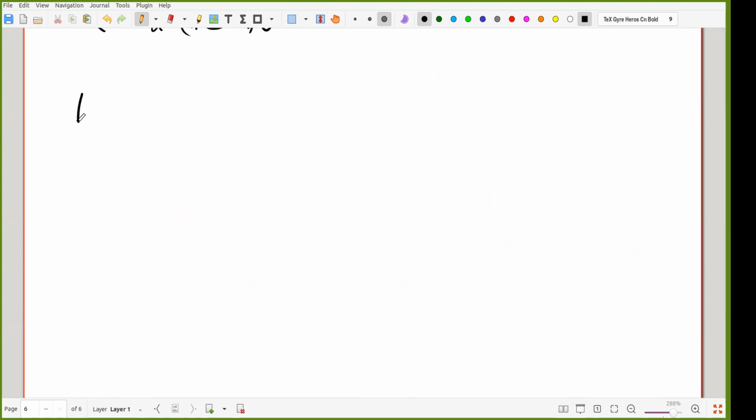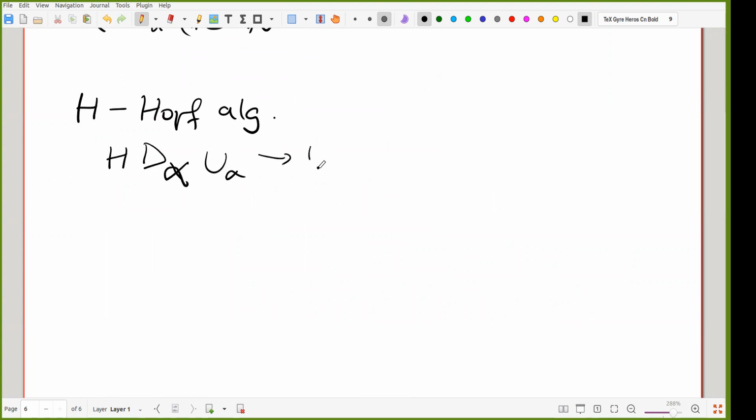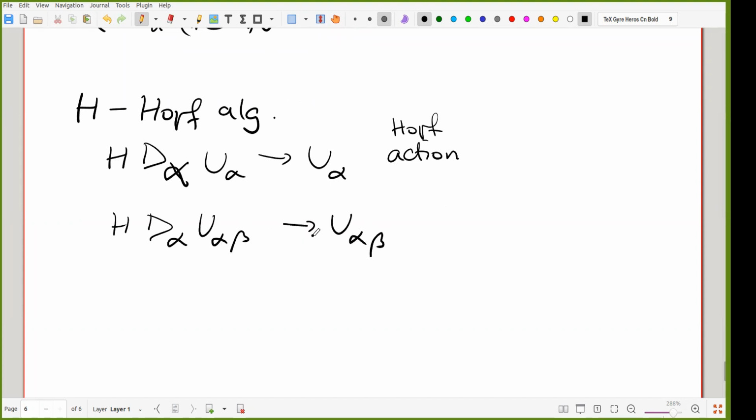So you have a Hopf algebra, H is a Hopf algebra. And then I have an action alpha on U alpha. This will be an action, which is a Hopf action. That means that it's also measuring. Then I have these actions on U alpha beta into U alpha beta. But I don't really need alpha. I could simply say a single U. And here you could take a single coring. It can be any coring.